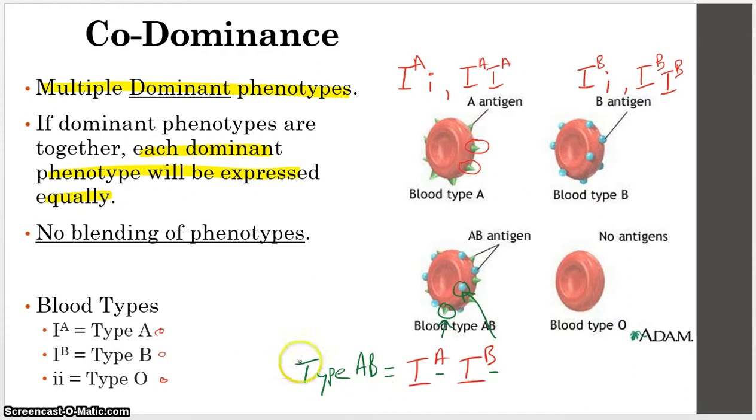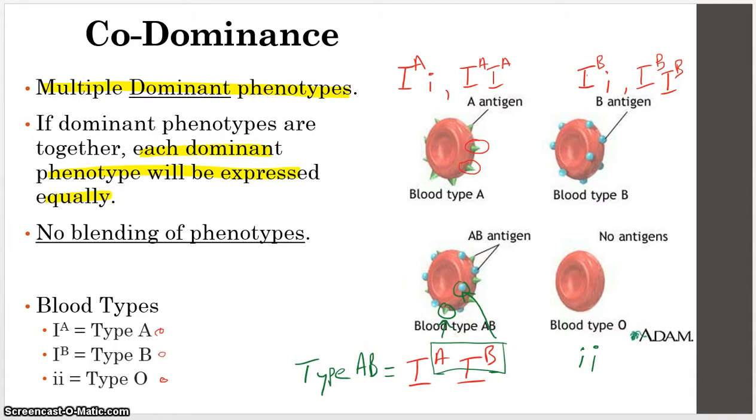Okay, and then just in case you're wondering, this last type over here, type O, the only way you can get that is by getting the 2 recessives. Okay, but once again, the idea of codominance is that there's multiple dominant alleles that both show up at the same time. So both A and B are going to be expressed equally at the same time. And that's our example of codominance.